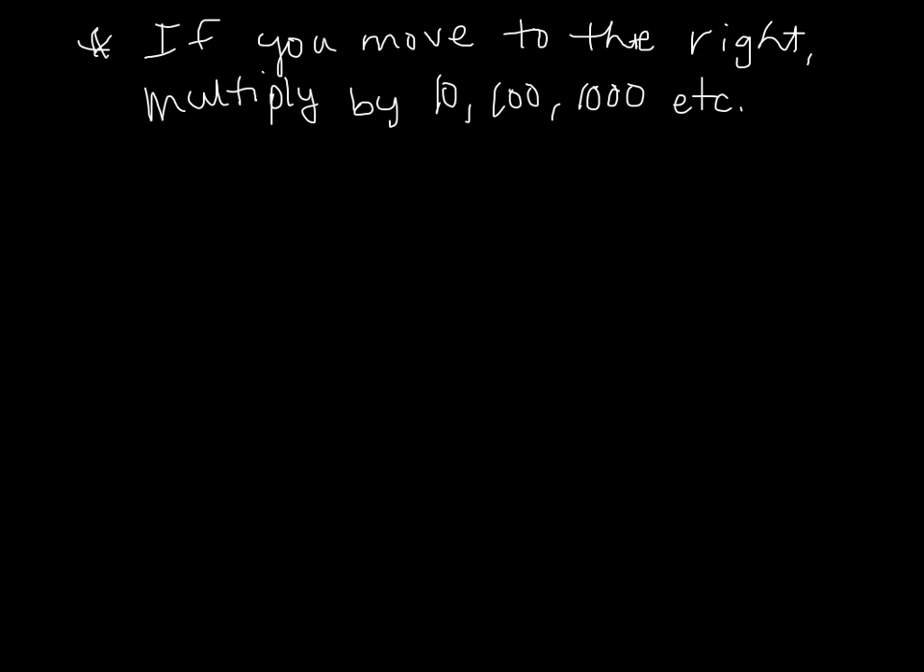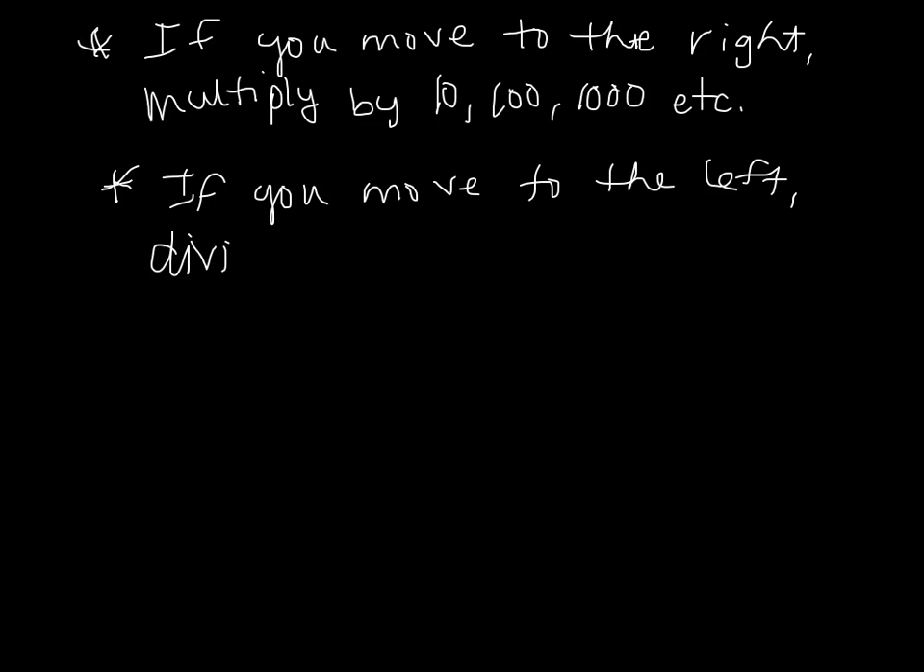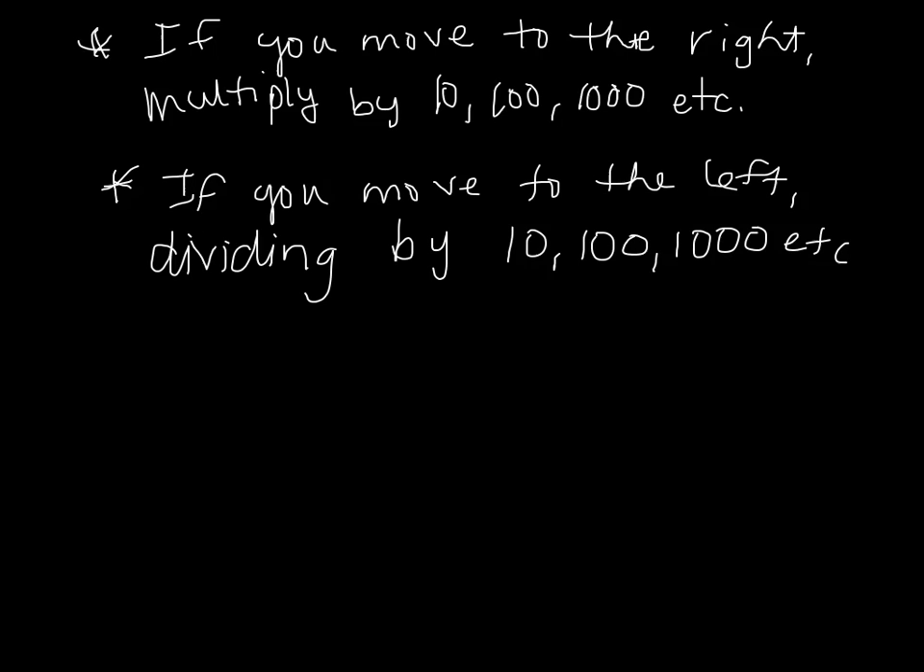And then, I bet you can guess it, if you move to the left, then we are dividing by 10, 100, 1,000, etc. Again, up to a million, a billion. So we just have to make sure we're following those place value places. If you look back at my place value chart, that's where you'll see what you can multiply by.